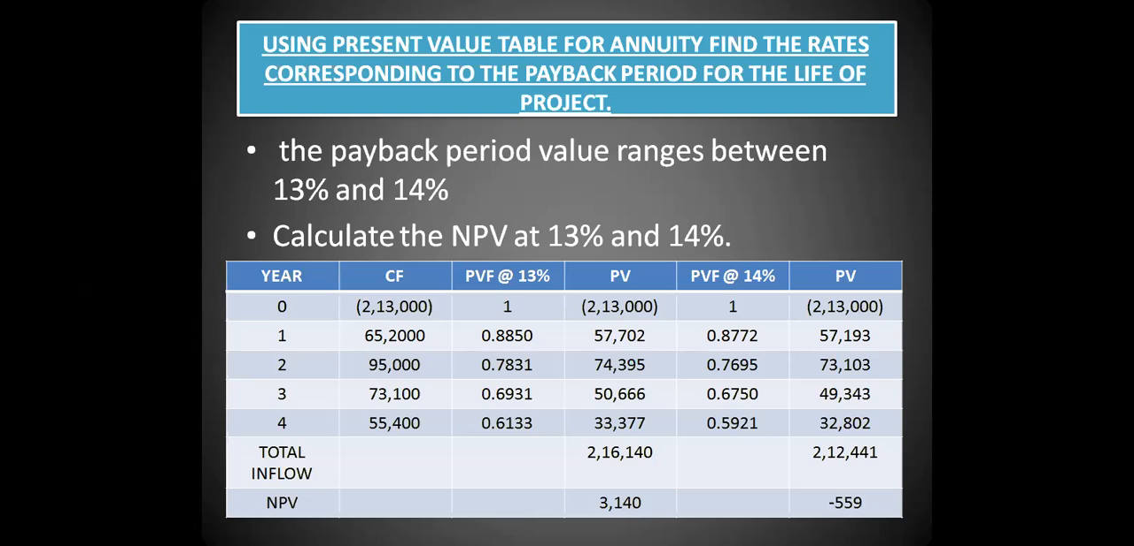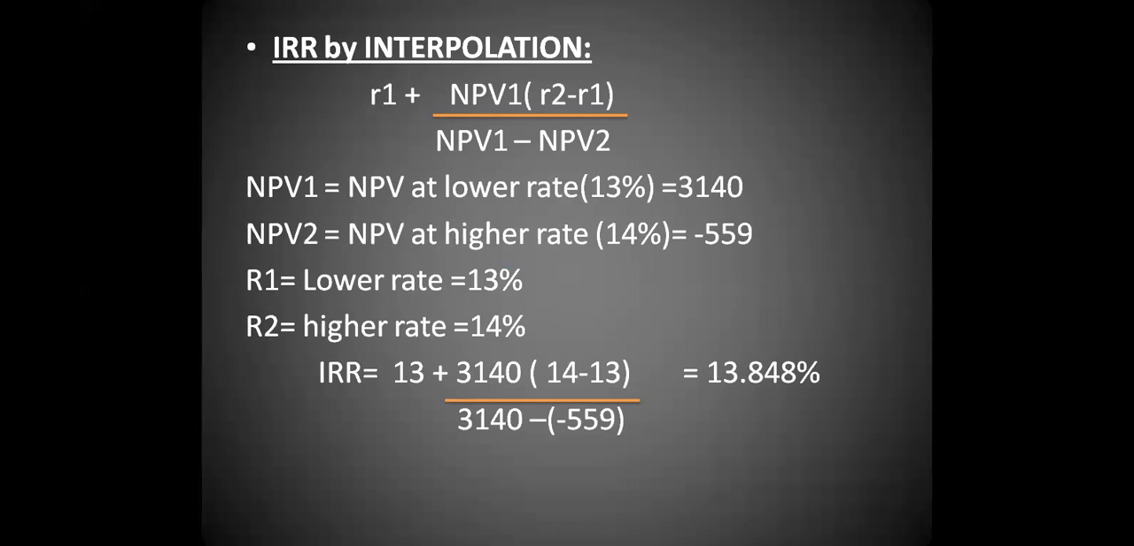Okay. So now what to do after this? The next step is this formula. We will calculate IRR by interpolation. Now the formula for this is R1 plus NPV at rate 1 multiplied by R2 minus R1, divided by NPV at rate 1 minus NPV at rate 2. Now this NPV at rate 1 means NPV at the lower rate.